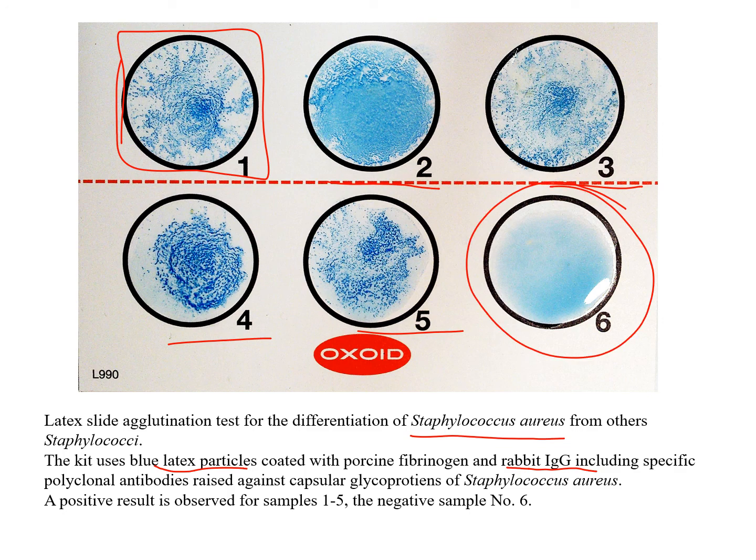So again, this is an indirect agglutination test, and this one is used to identify the presence of an antigen on a particular microbe, which is helping you identify that microbe.